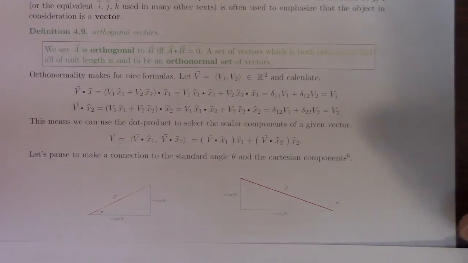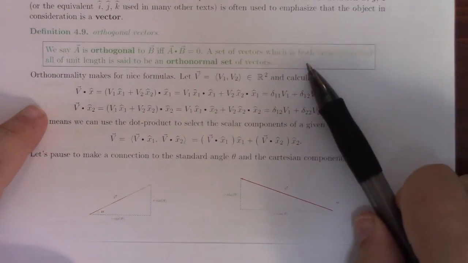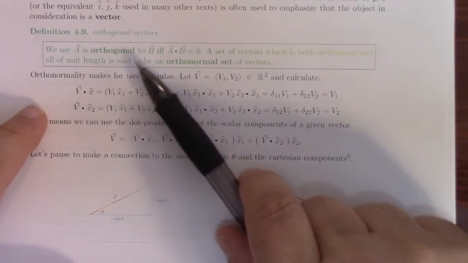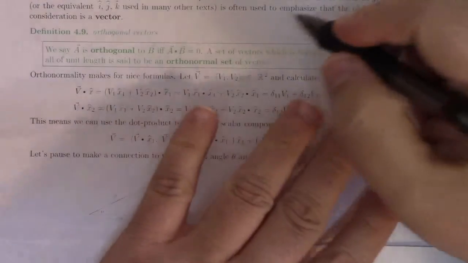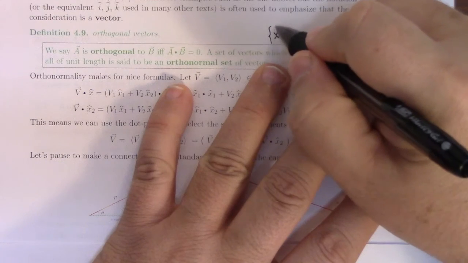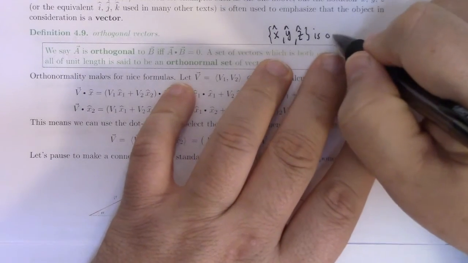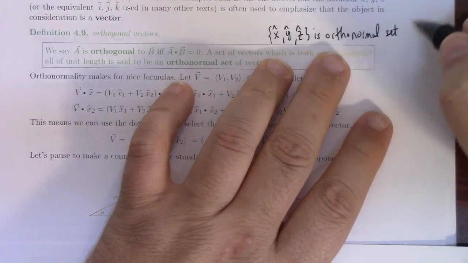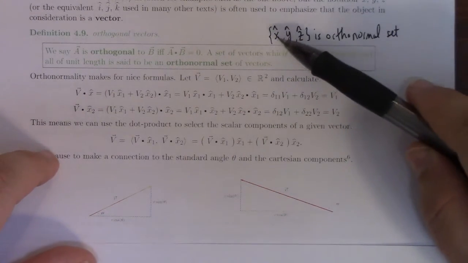Orthogonal vectors, what's an orthogonal vector? Orthogonal vector is another fancy word for perpendicular vectors. So two vectors are perpendicular if their dot product is 0. And a set of vectors which are pairwise perpendicular, pairwise orthogonal, and all have unit length is said to be an orthonormal set of vectors. Like the unit vectors. A good example of an orthonormal set would be x hat, y hat, z hat. It's orthonormal because the dot product of any two of these is 0, and the length of each one is 1.